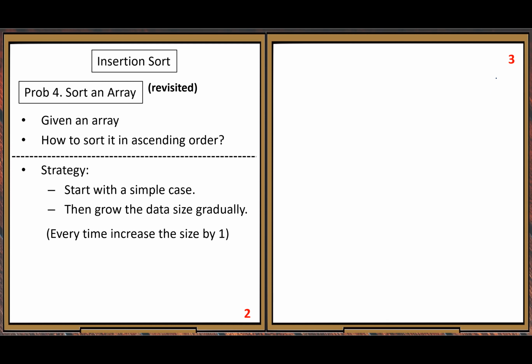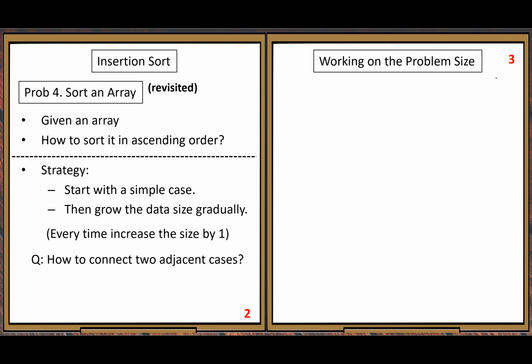Every time we just increase size by 1. The question, how to connect two adjacent cases, n and n minus 1? How do you bridge the gap? Let us use a diagram, use our intuition here. When we start with the first array, one element array, it is already sorted, right? No need to do any comparison. So it's done.